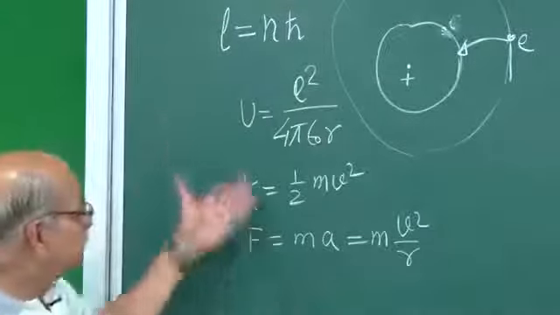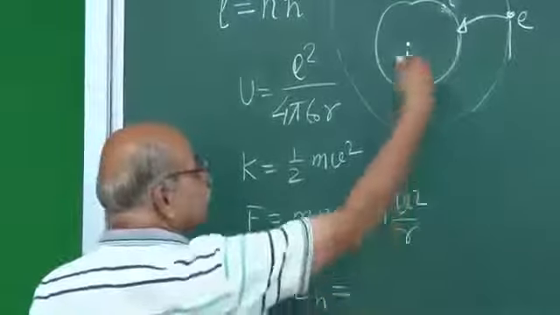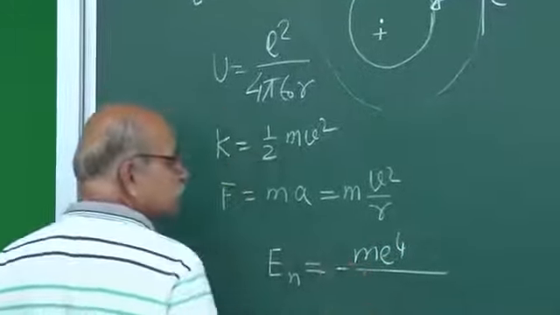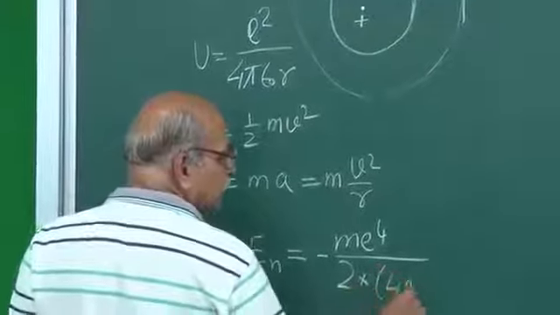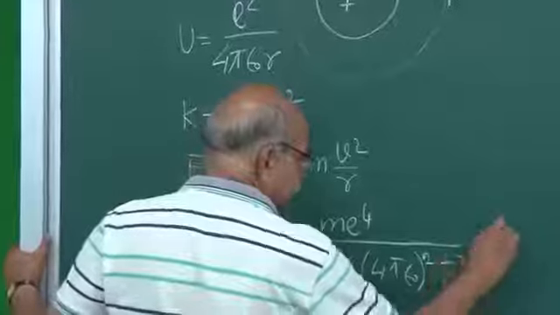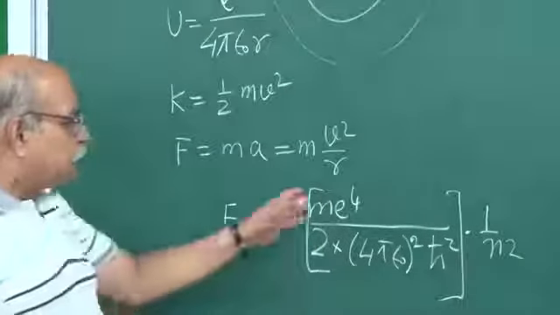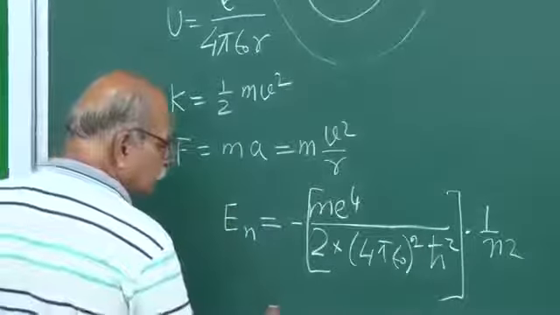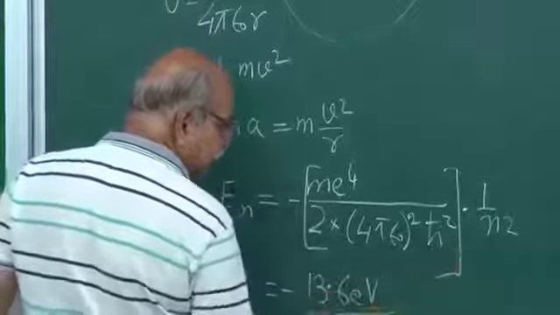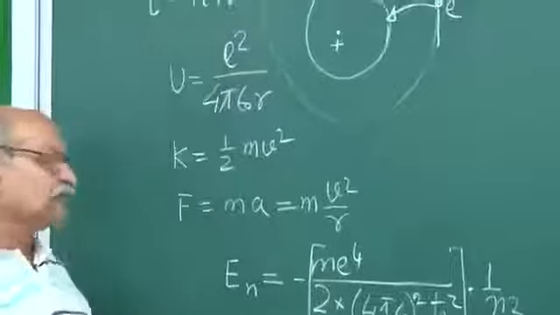Okay. So using these things we derived the expressions for energy, and the energy for the nth orbit was minus m e to the 4 divided by 2 times 4 pi epsilon naught square, and then h cross square, and 1 over n square. And this whole thing, which is a constant, turns out to be almost minus 13.6 eV, and therefore this divided by n square. So if angular momentum is quantized, energy is also quantized.